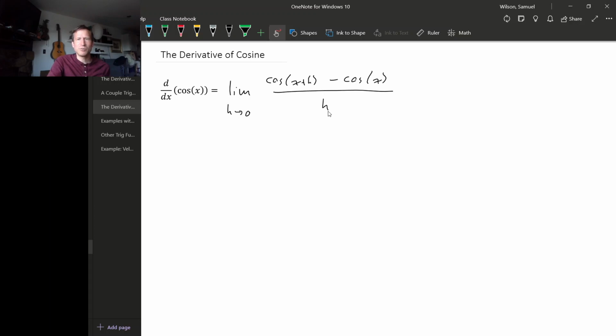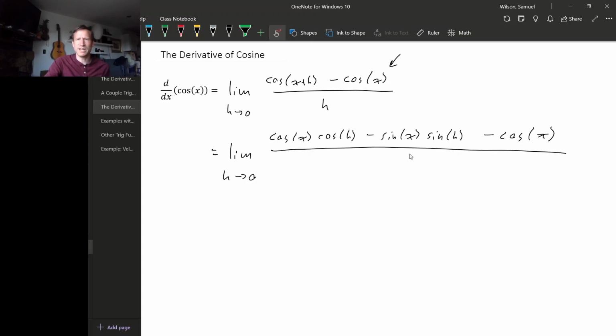over h. Well, if we used the sum formula for sine before, let's use the sum formula for cosine here. That's cosine of x times cosine of h minus sine of x sine of h, and then the cosine of x that was here to begin with, all over h. And you can see we're going to be playing the same kind of grouping game, except we're going to be grouping things a little differently. So this time this cosine x cosine h piece is going to go with that cosine.